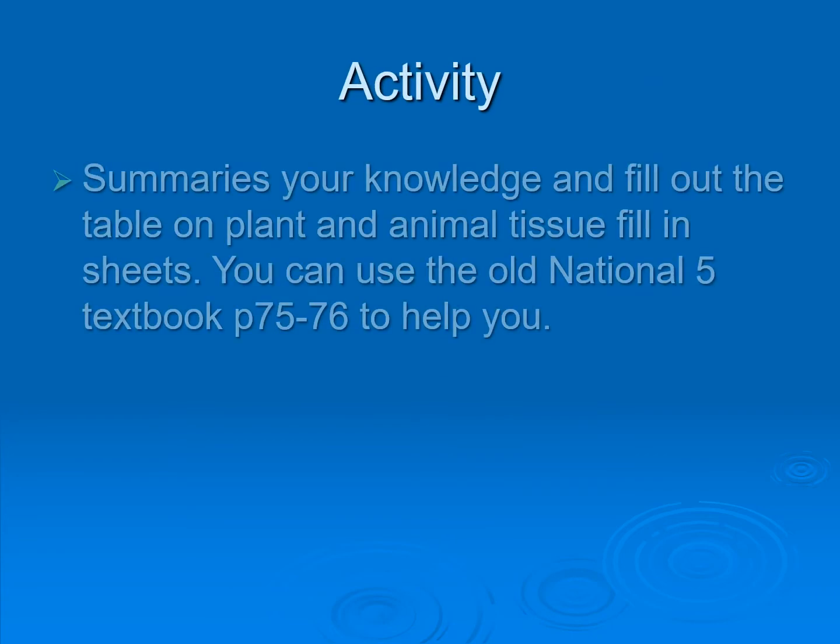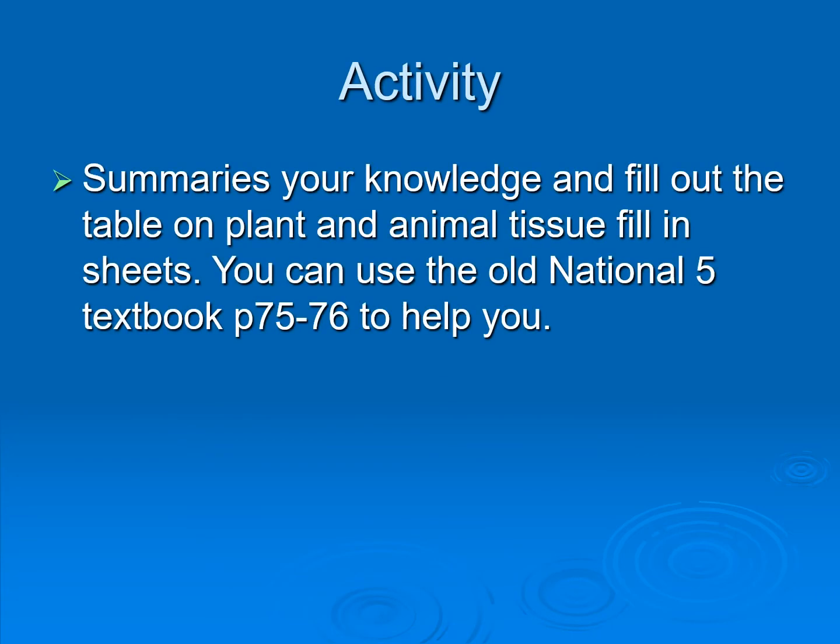Now what we would do is an activity where you would look at the tissues in animals and plants in more detail. You would go to consumables and print out the 2A specialised animal fill-in and the 3A specialised plant fill-in. And then you'd use the National 5 James Torrance textbook, pages 75 and 76 to help you fill in the table. You can pause the video and try to do that before I go over the answers.